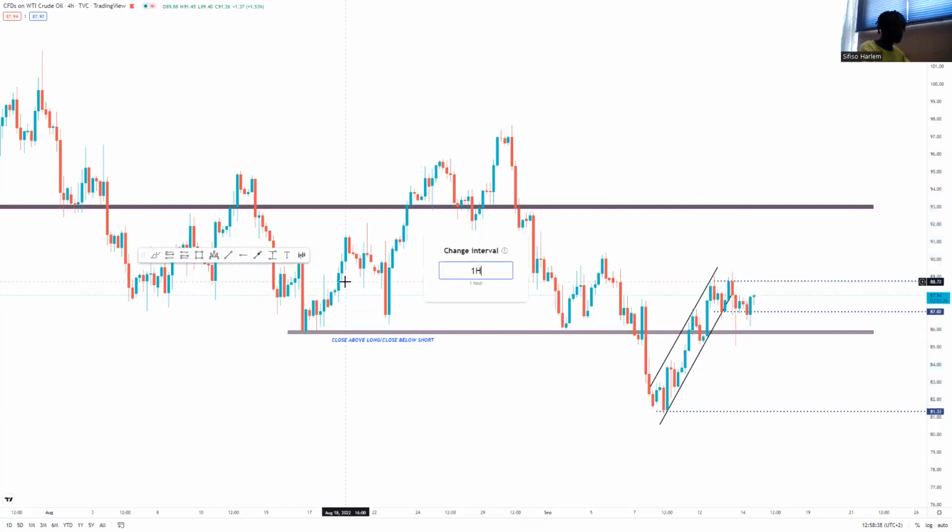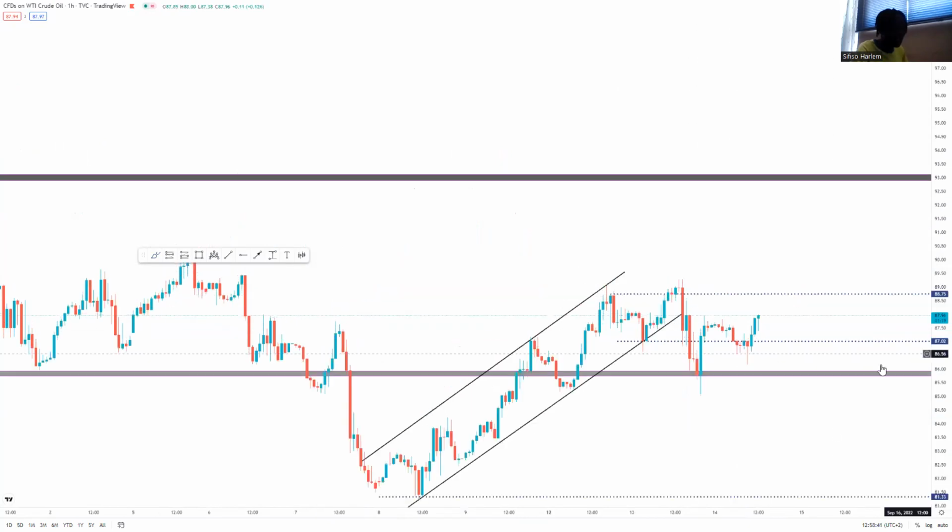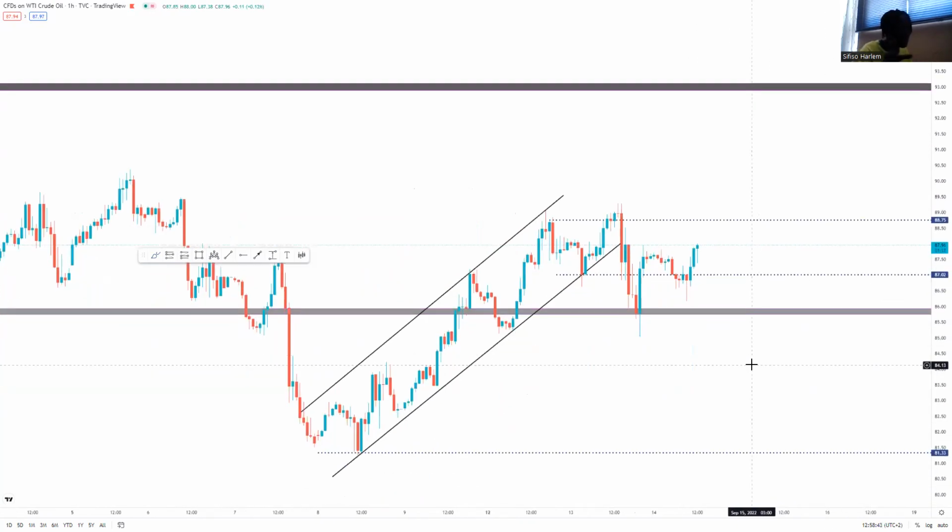So what I'm waiting for from the 1H, oil didn't move concerning the CPI, to be honest. Oil didn't move.